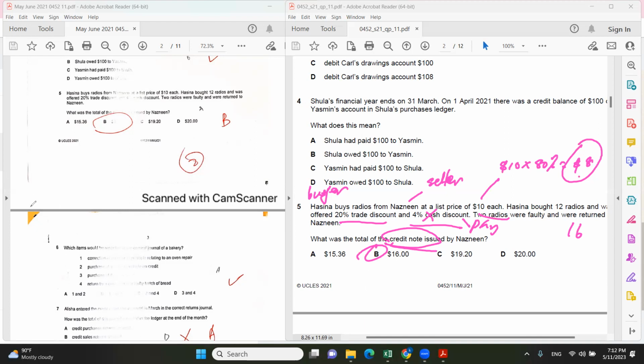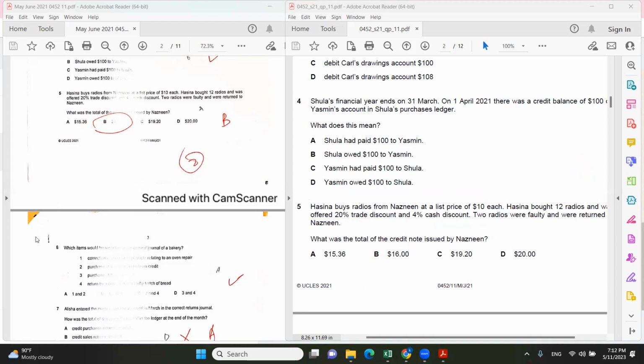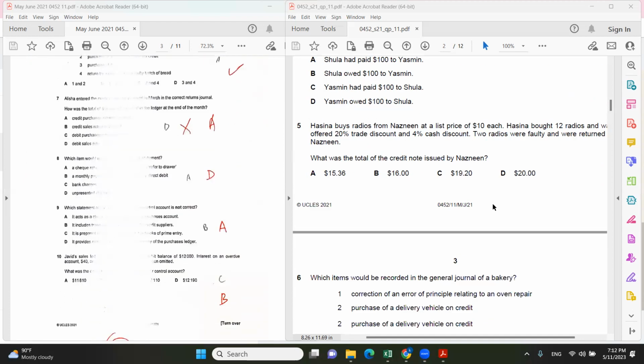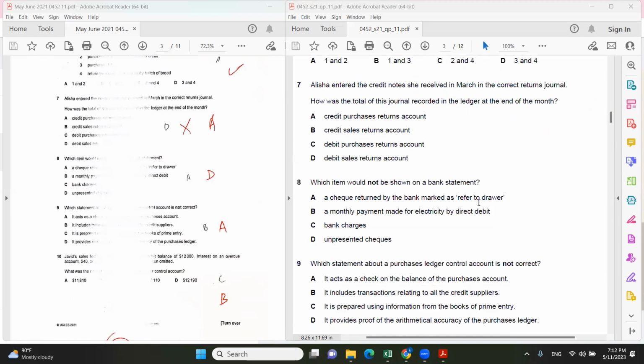Okay, I move on to the next. For question 7. Elisa entered the credit notes she received in March in the correct return journal. In the correct return journal, credit notes Alice received. That means she is a buyer. Okay, then the buyer will record in the purchases return journal.